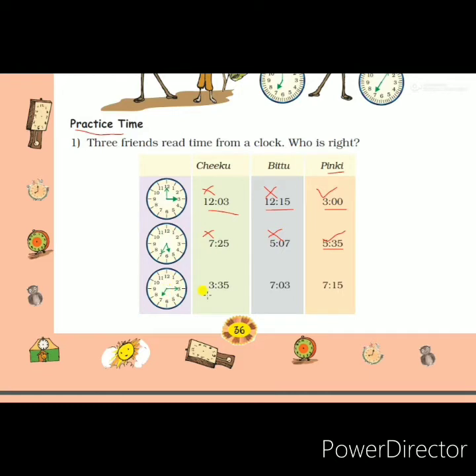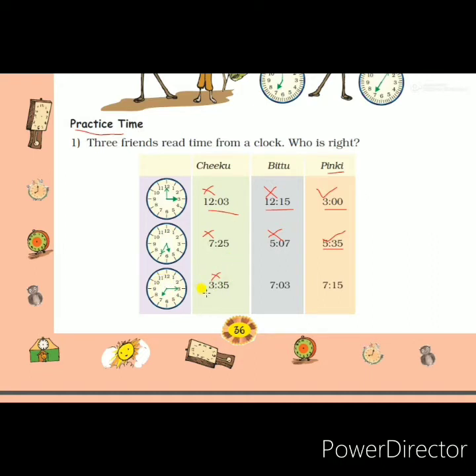Chikku is saying it is 3:35, Bittu is saying it is 7:03, and Pinky's answer is 7:15. If Chikku's answer is correct, the hour hand should be at 3. Is the hour hand at 3? No, it is at 7. Then 35 minutes is also wrong. So Chikku's answer is completely wrong.